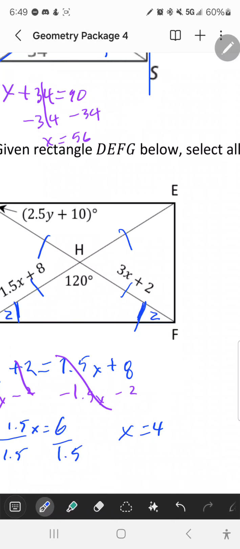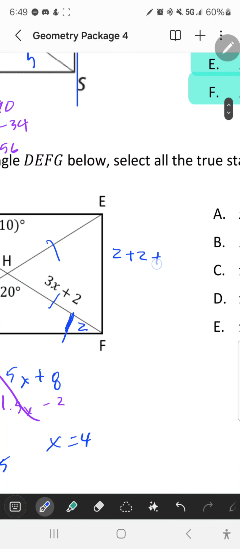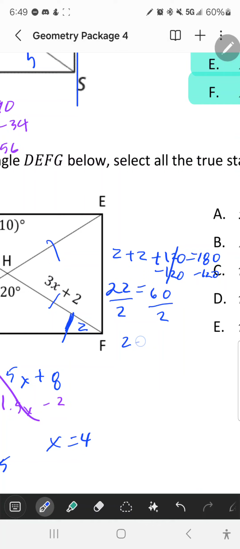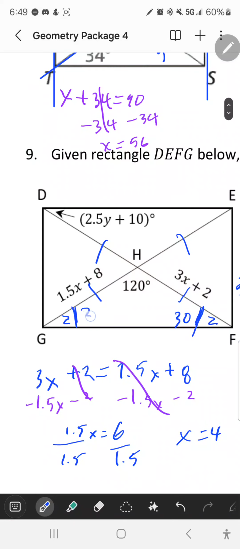Based on the definition of the angles inside of a triangle, I know that Z plus Z plus 120 equals 180, because the interior angles of a triangle add up to 180. So 2Z equals, I subtract 120 from 180, 60. And then we divide by 2 and get Z equals 30. So the measure of this angle right here is 30, and this angle right here is also 30.